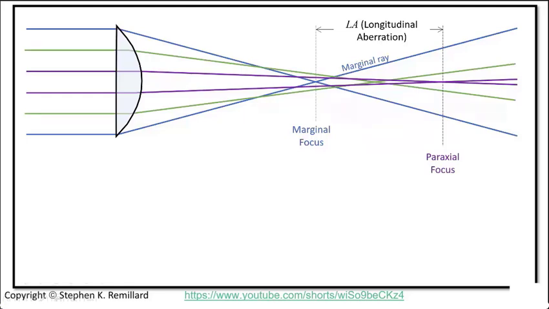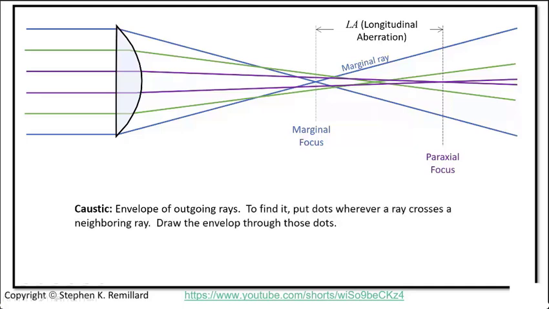The rays that are between the paraxial bunch of rays and the marginal rays will have a meeting point that's somewhere between the marginal and paraxial focus. Put a dot every place a ray meets its neighbor. What you get is something called the caustic.